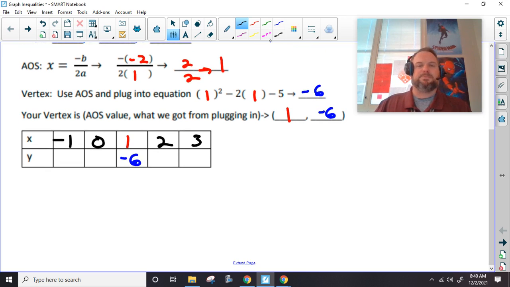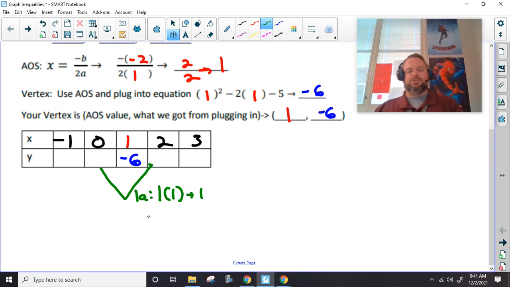Now, we learned this yesterday that these are in a ratio. These 2 points are in a ratio of 1a. Well, our a is 1. All right, so what is -6 plus 1? Yeah, -5. Very good.